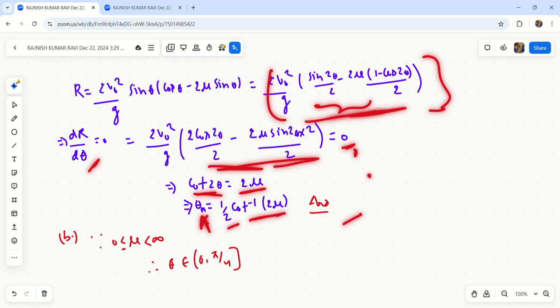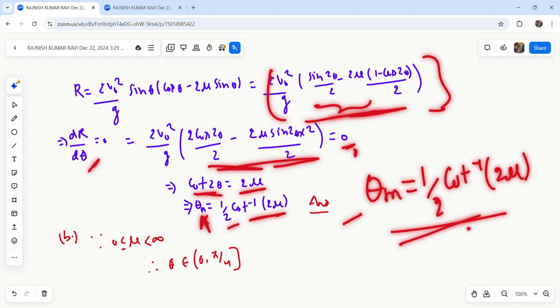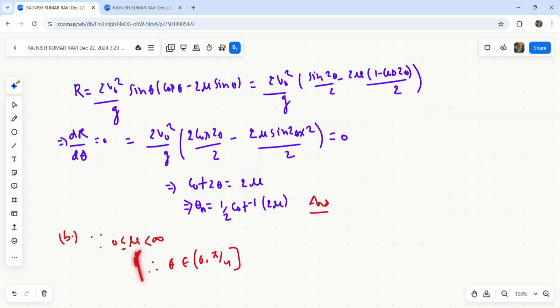This is the theta m for which the horizontal range of this small spherical ball will be maximized. As we know, the value of the coefficient of friction can vary from 0 to infinity. On plugging the value of the coefficient of friction into this equation, we can get the value of theta. So theta will vary from 0 to pi by 4. So this is the required solution of this problem. Thank you.